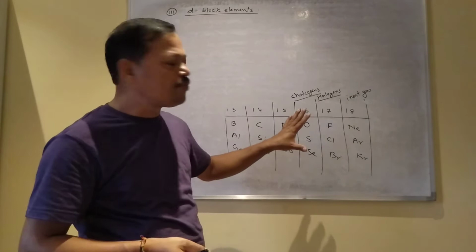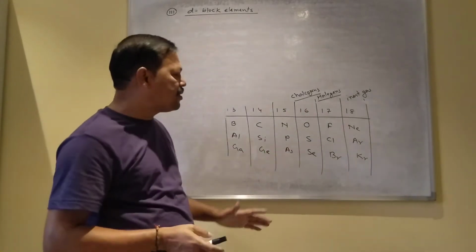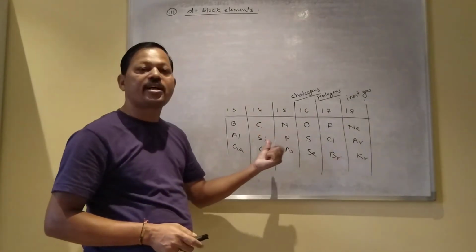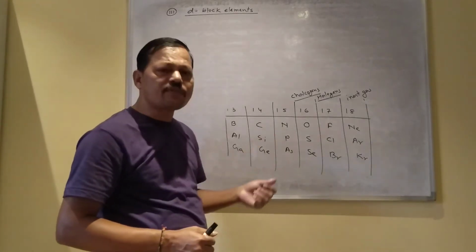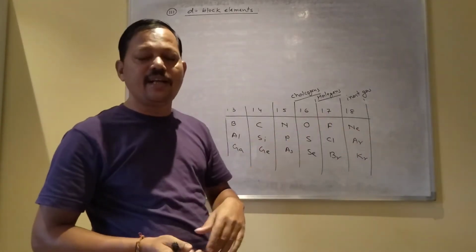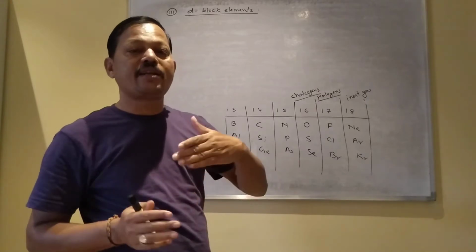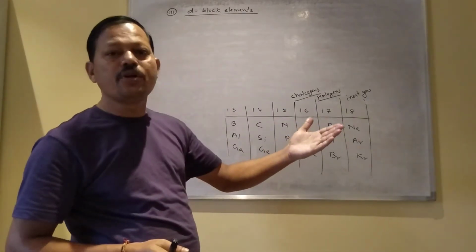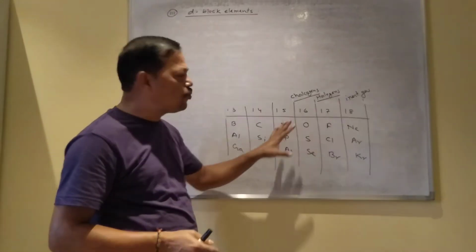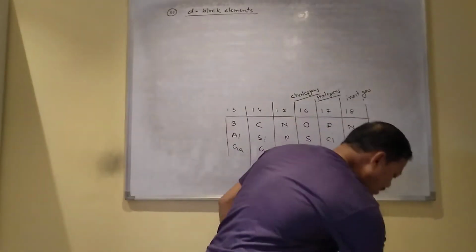So mostly they form covalent compounds, they are bad conductors of electricity, and they have the tendency to gain electrons. S block elements have the tendency to release electrons, and these p block elements have the tendency to gain electrons. So these are the main properties of p block elements.